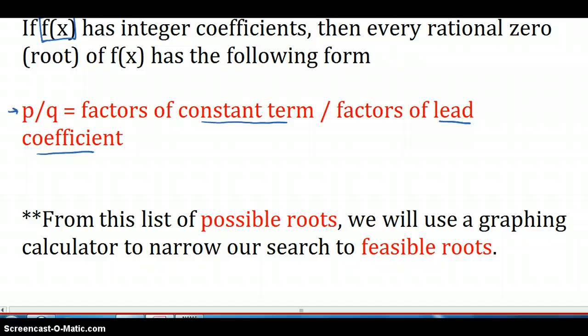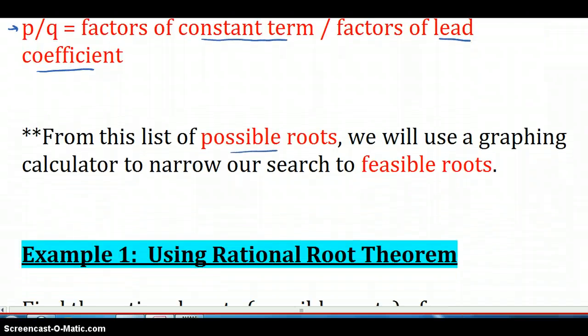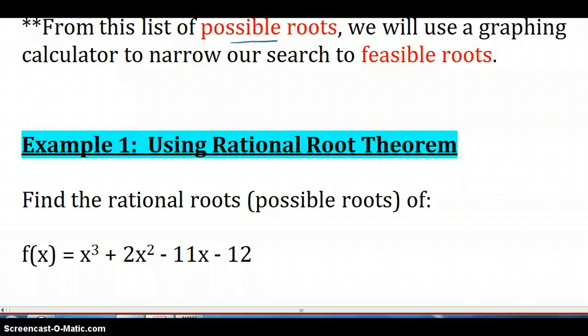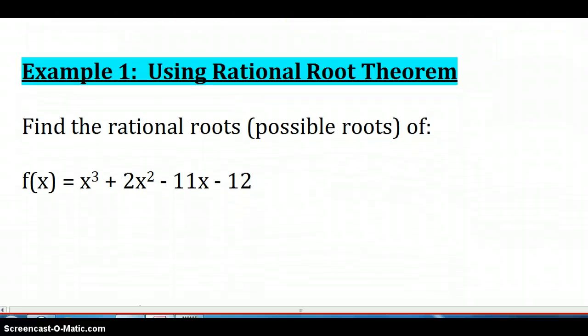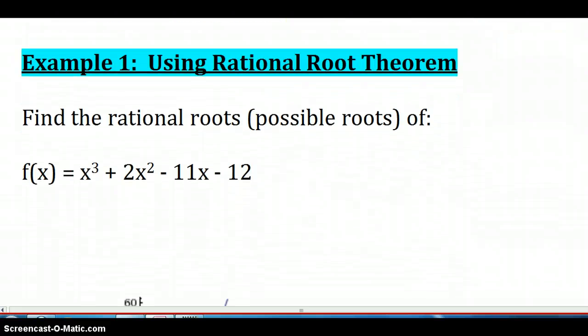So from this list of the possible roots, we're going to use our graphing calculator to narrow down our search, because we could have a lot of possible roots, to find which ones are feasible, because they're not all the roots, they're just possible ones. So let's look at an example. If we're looking at this function right here, x cubed plus 2x squared minus 11x minus 12, what we're first going to do is use the rational root theorem to find all the possible roots.